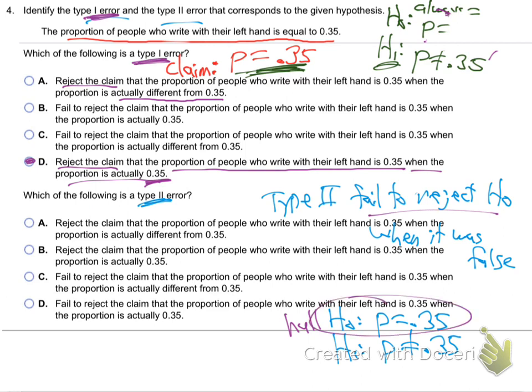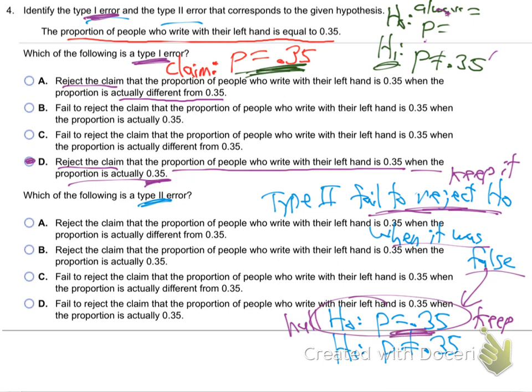We keep it, but it was false. We shouldn't have kept it, but we're keeping it when we fail to reject it, which means we keep it. We don't reject it, we keep it. Fail to reject means you keep it. When it was actually false, we should have rejected it, but we kept it. So what would that mean?